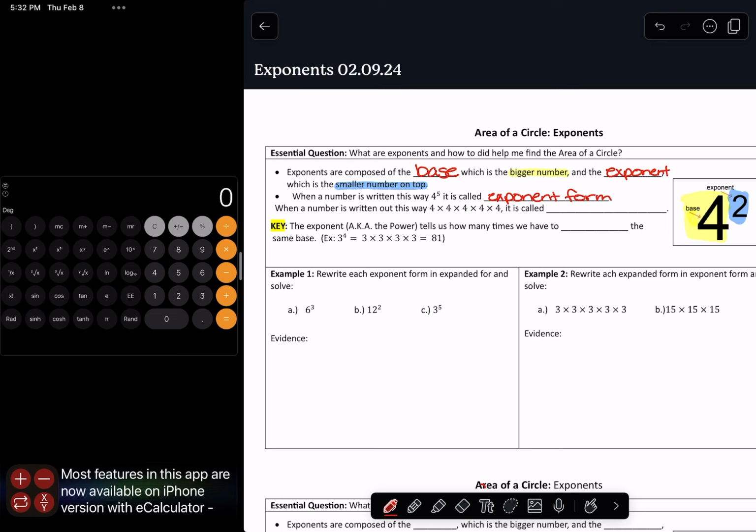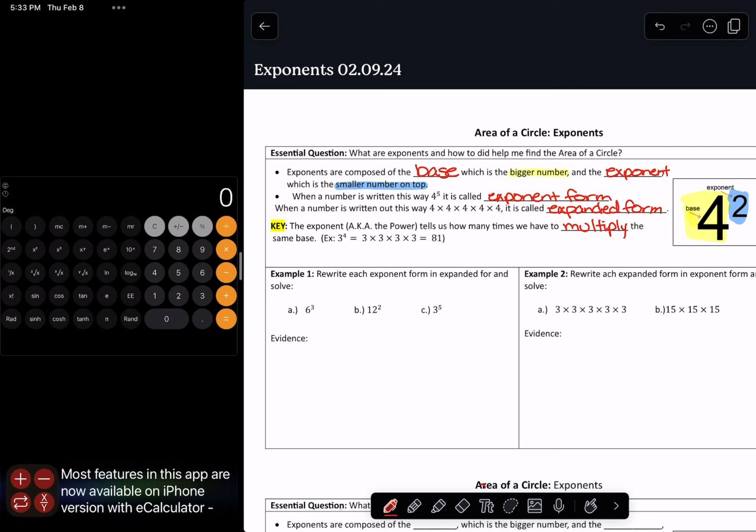And when a number is written out in the way of 4 times 4 times 4 times 4 times 4, it is called the expanded form, because we take the exponent form and we just expand it into what it really is. That being said, the exponent, aka the power, tells us how many times we have to multiply the same base to itself.